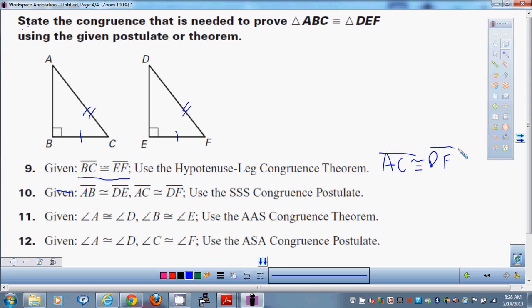Yes, you just have to list the piece that you would need to know in order to use that part of the proof. The whole reason I said that thing before is because somebody said AB and DE, which would help you prove it, but you would have to use side, angle, side if you did it that way.